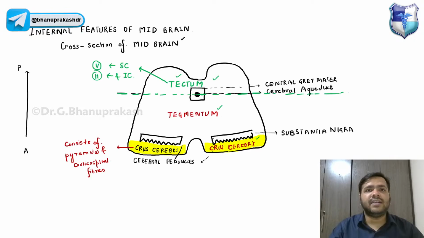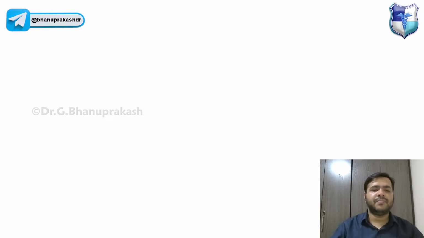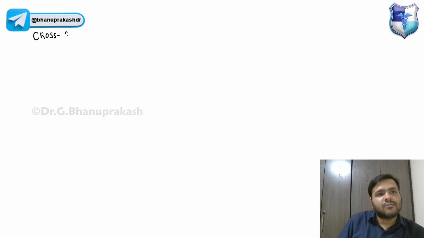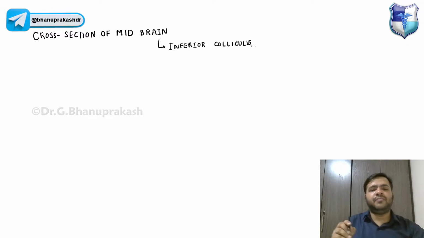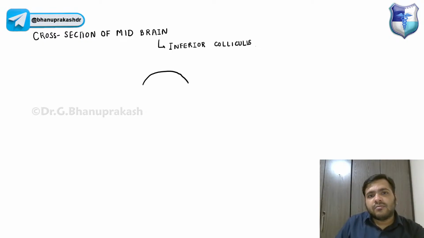So let us try to understand the cross section of the midbrain at the inferior colliculus. Yes, let us just try to start the cross section of the midbrain at the inferior colliculi. Now, let us try to draw the same diagram, guys, again. Okay, I hope you understood, guys.